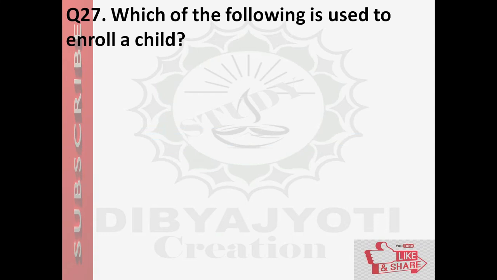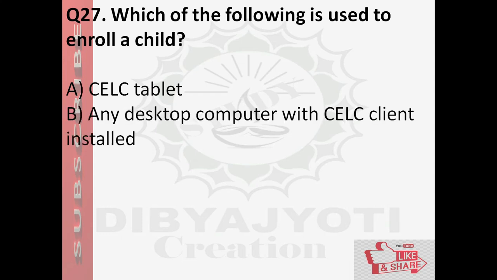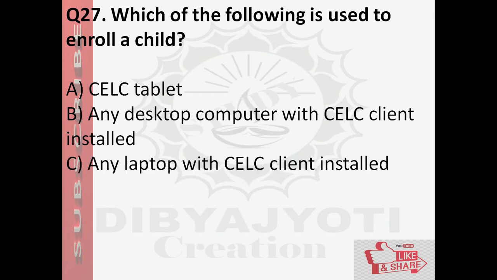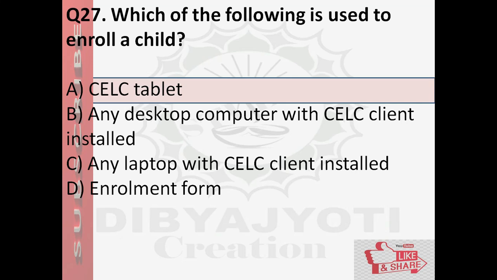Which of the following is used to enroll a child? Option A, CELC tablet, B, any desktop computer with CELC client installed, C, any laptop with CELC client installed, D, enrollment form. And answer is option A, CELC tablet.